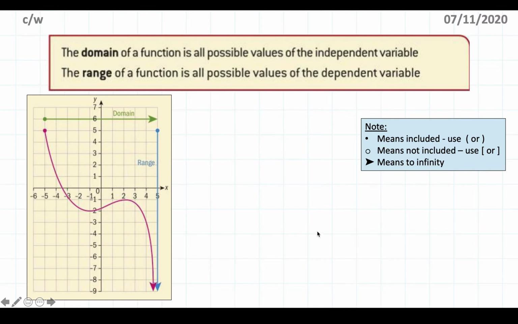One thing to note: if it's a closed circle like this one in here, remember the pink is our curve, not the green and blue. If it's a closed circle, it means it's included, so you have to use the closed brackets, the square brackets. And if it's an open circle, it means it's not included, so you use the curved brackets. And if there's an arrow on your curve, like this pink one at the end, then it means that your value goes to infinity. So take a few minutes, think about this graph.